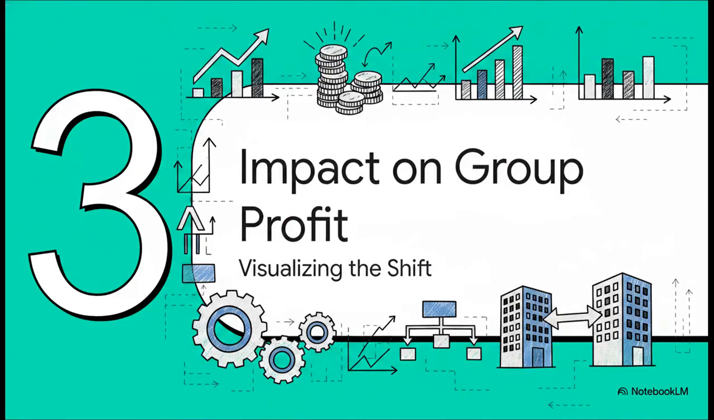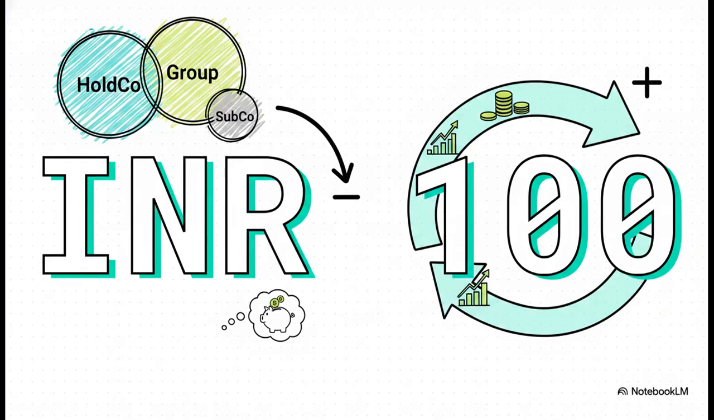That brings us to Section 3, impact on group profit, visualizing the shift. Now let's look at how this theory actually impacts the bottom line, because this is where it gets really interesting.